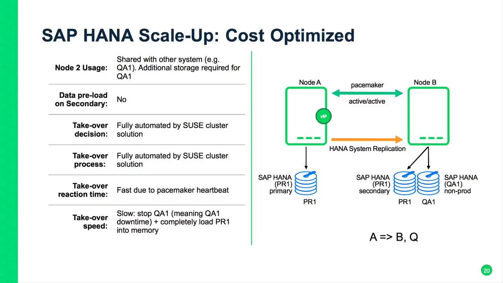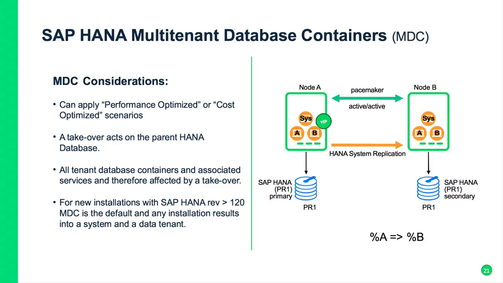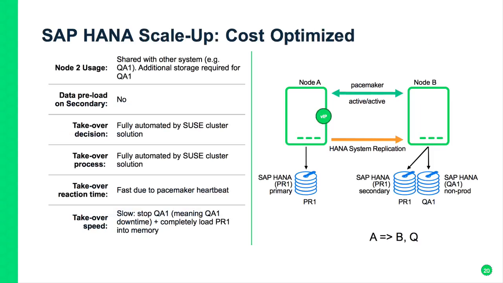The drawback of this solution is that the takeover speed is quite slow. Because in a takeover case, we first need to shut down the running instance here and then do a cold start of the primary system. And if you have a big SAP HANA database with a few terabytes, a cold start could take hours, depending on the size and the I/O from disk to memory. These are the 2 basic scenarios. All other modes from HANA are in the background these 2 modes, performance optimized or cost optimized.